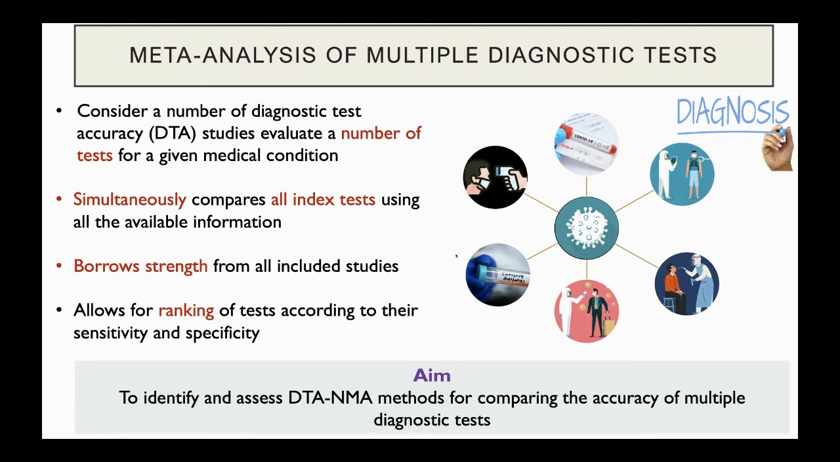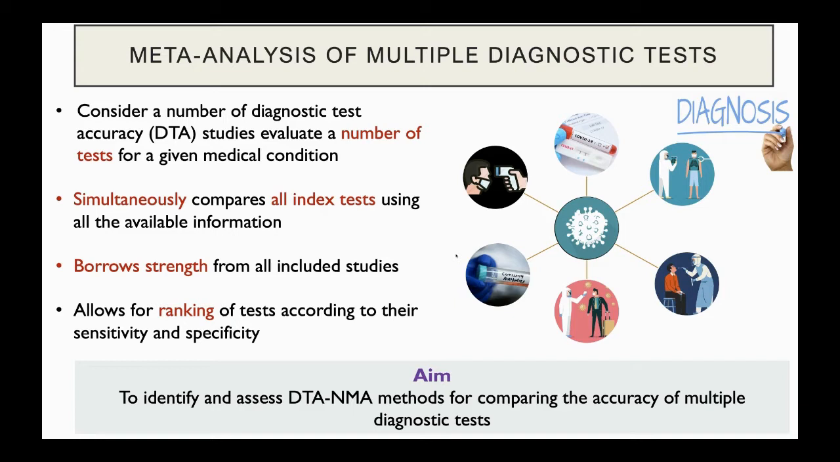In the presence of multiple DTA studies assessing a single index test, a meta-analysis to assess the diagnostic accuracy of the underlying test can be performed. However, when multiple tests exist for a given condition, selection of the best performing test can be challenging. In these cases, a network meta-analysis can be used to simultaneously compare all available index tests and borrow strength from all the included studies. Ranking the tests according to their sensitivity and specificity is also possible.